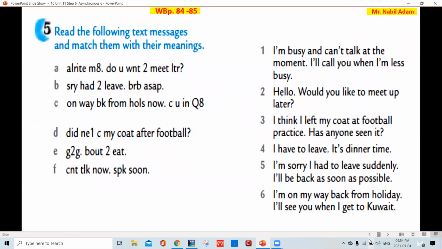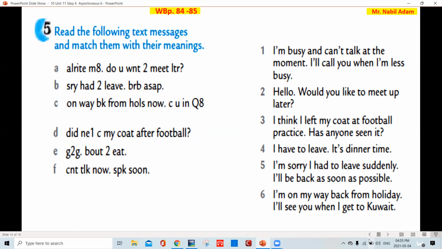Now, read the following text messages and match them with their meanings. Text messages are usually short. You've got here A to F and then match them with 1 to 6.